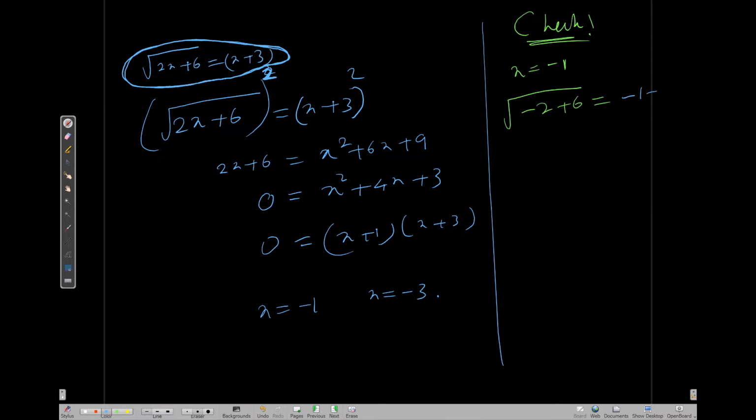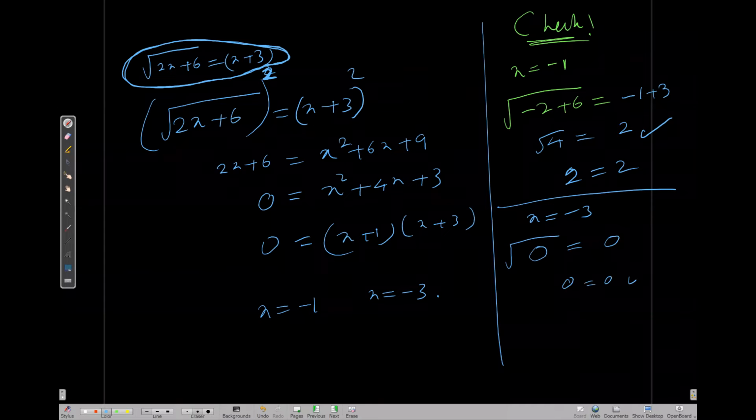So negative 1 plus 3. Let's see. 4, 2, and that's correct because 2 equals 2. Now let's check with x equals negative 3. When I put in negative 3, I get negative 6 plus 6, which is 0. Negative 3 plus 3 is 0. Yes, it is correct. 0 equals 0. So in this case, we have two solutions.